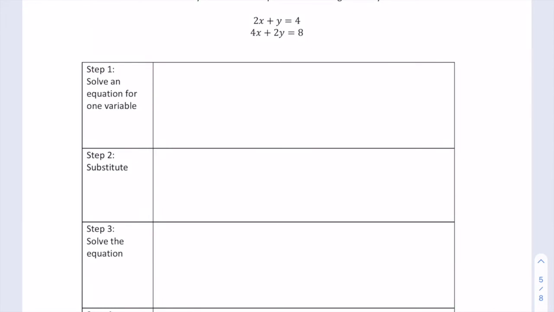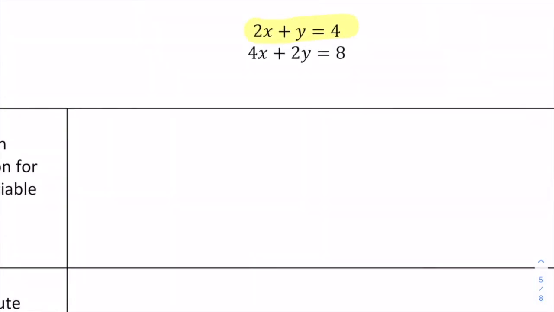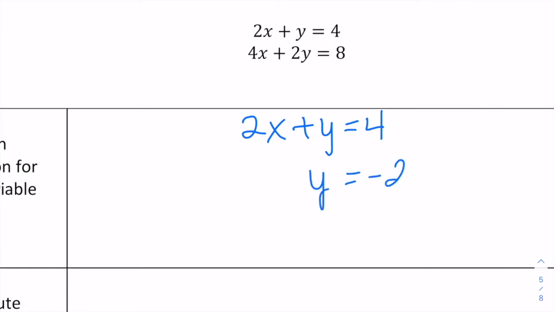So for this one, we can see the variable is not isolated. Okay, so we need to make sure that we go and isolate one of the variables. So you have to decide which variable to isolate, and we want to look for the equation where the variable has a coefficient of 1. So we're going to use that first equation, and we're going to isolate y. So 2x plus y equals 4. Subtract 2x from both sides, so y equals negative 2x plus 4.